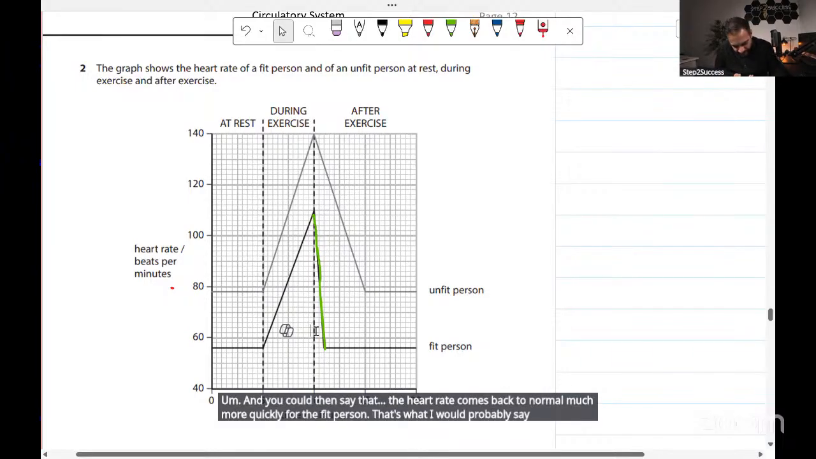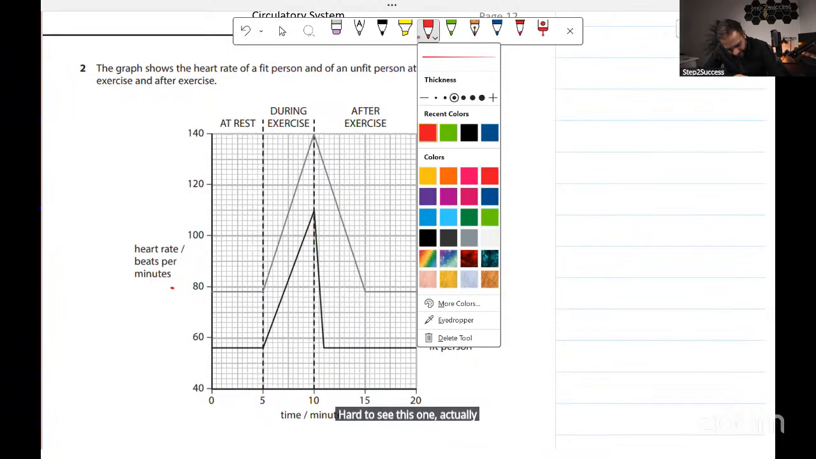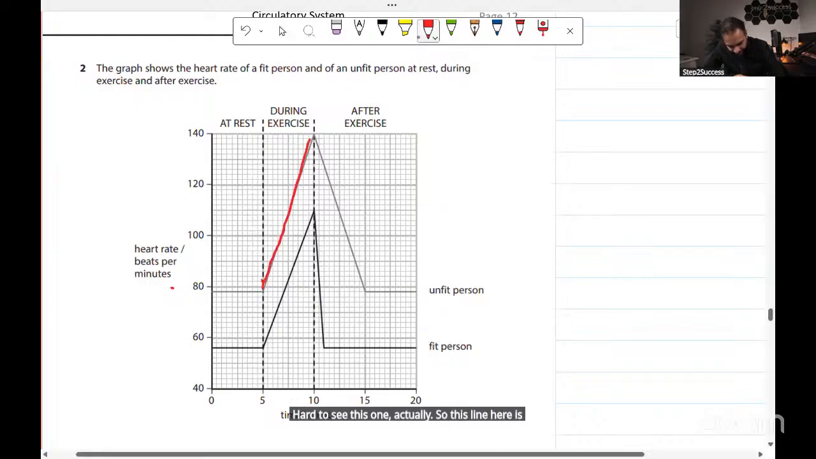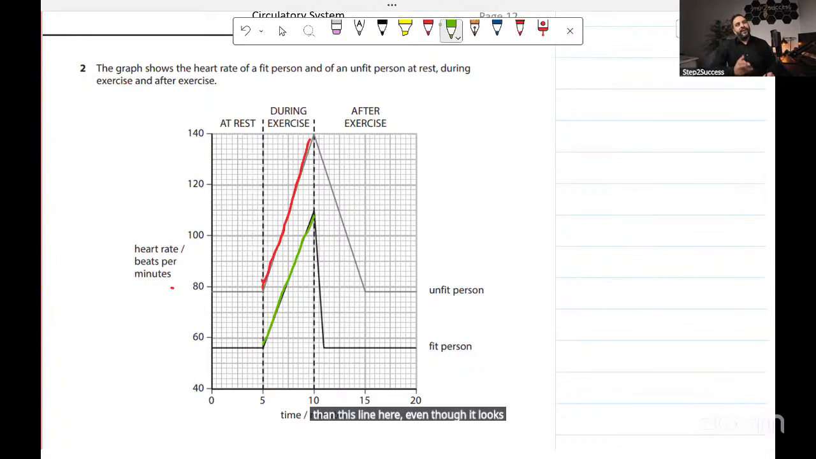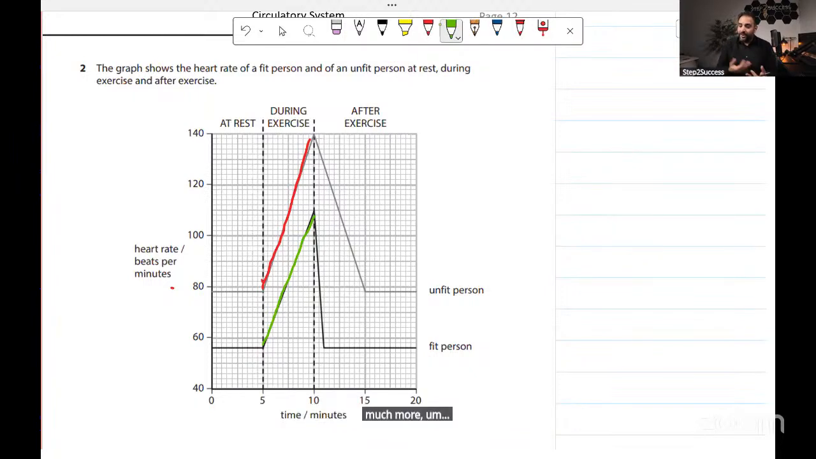You could also mention that the heart rate actually increases more quickly as well. This one's not as obvious. Hard to see this one actually. So this line here is steeper than this line here, even though it looks pretty similar to me. It's very slight. The red line's very slightly steeper. That tells me that your heart rate increases much more quickly when you're unfit as well.